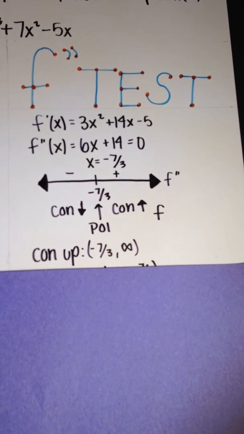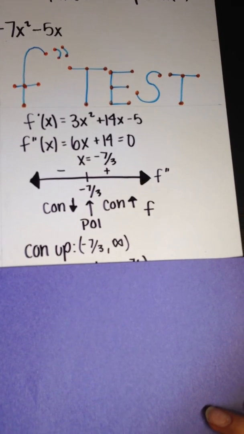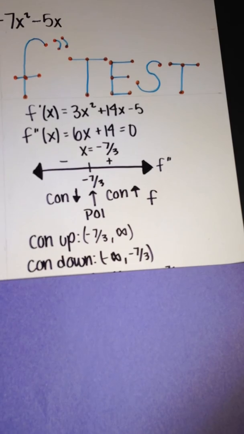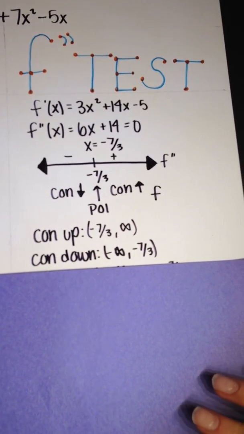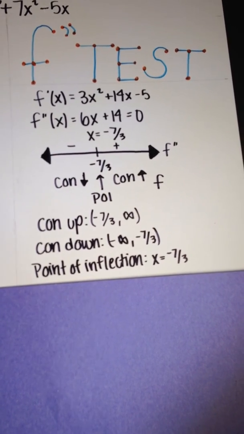F is concave upward from negative 7/3 to infinity. F is concave downward from negative infinity to negative 7/3. And there's a point of inflection at x equals negative 7/3.